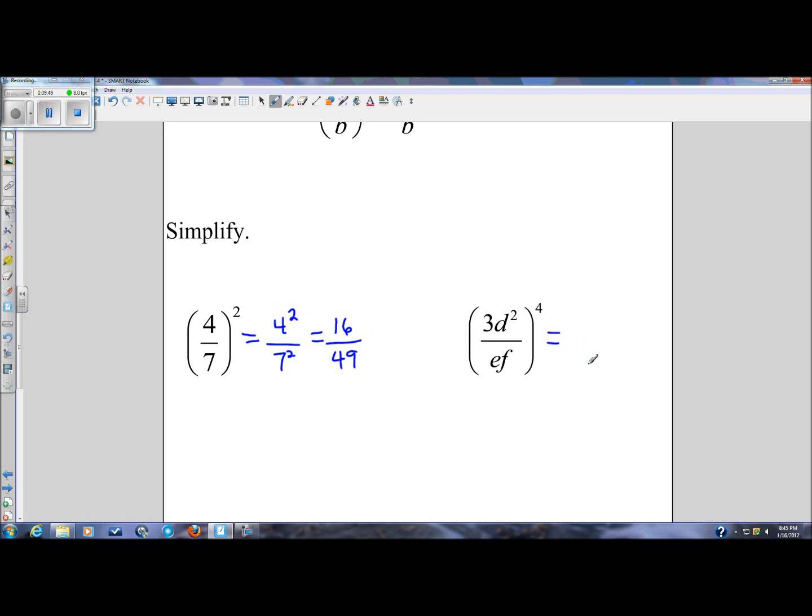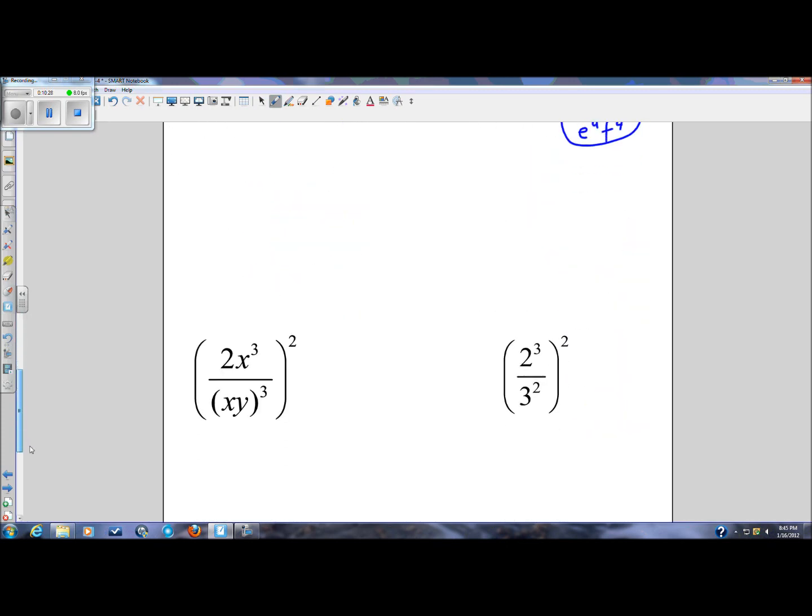Next, 3d to the second over ef raised to the fourth power. We're going to raise everything inside to the fourth power. 3 to the fourth power, d to the second raised to the fourth power, remember that means to multiply those exponents. So we're going to have d to the 8th, we have e to the 4th, and f to the 4th. And about the only thing we can simplify here is actually 3 to the 4th power, which gives us 81. So we have 81 d to the 8th over e to the 4th, f to the 4th.